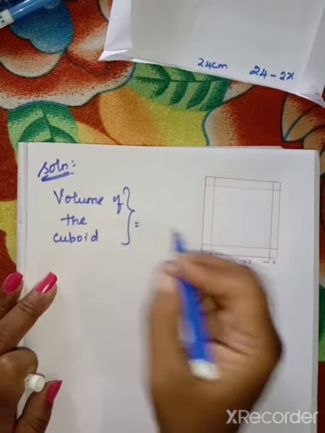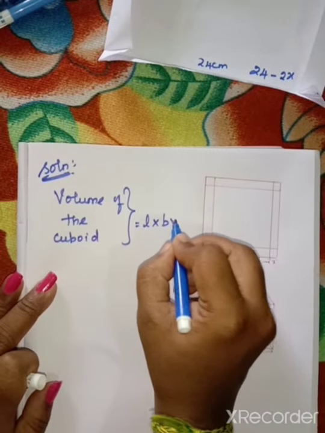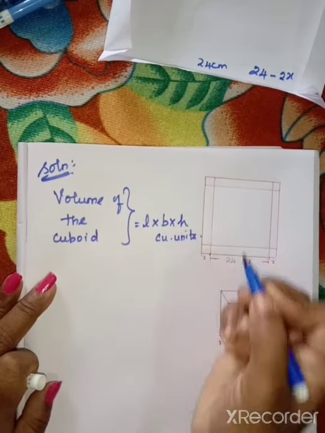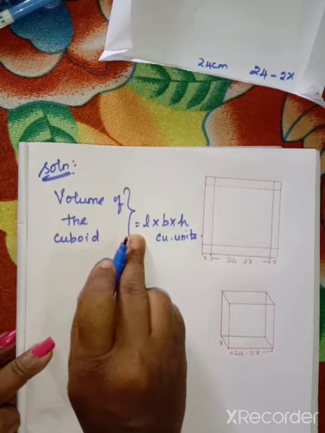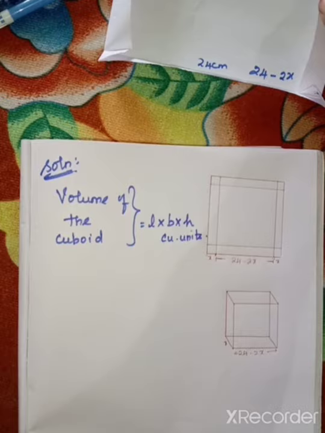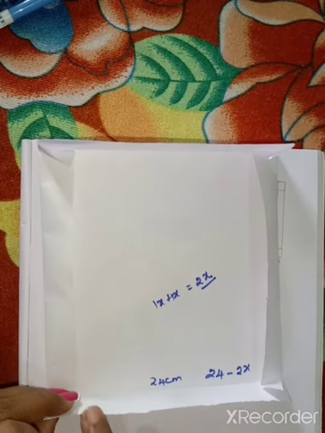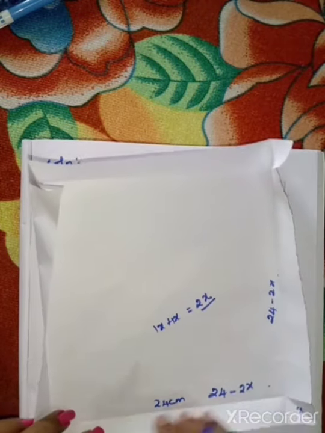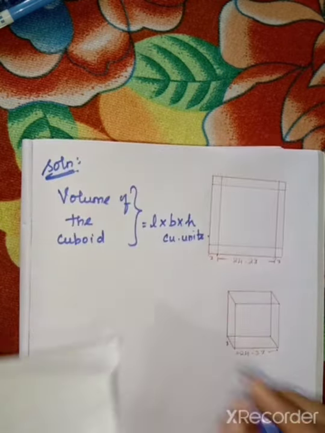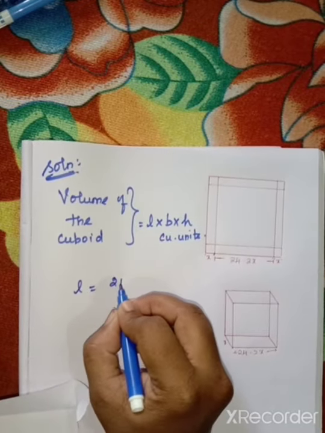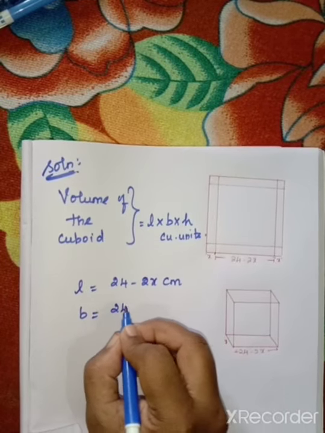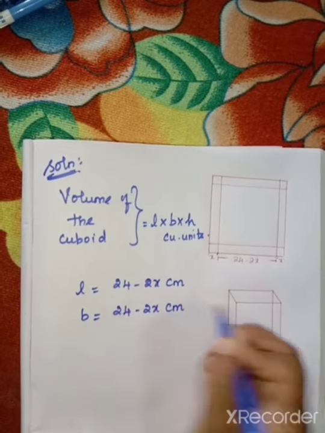So volume of the cuboid is L into B into H cubic units. Here L is represented as length, B is represented as breadth, and H is height. Already we find that we have a length and breadth, so same sides are there. Both are same. So here L equal to 24 minus 2x centimeter, B equal to 24 minus 2x centimeter.